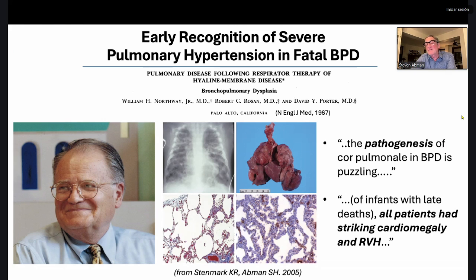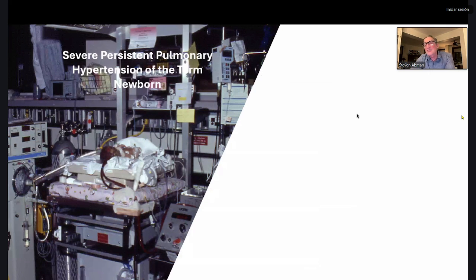And what Bill noted was that the pathogenesis of cor pulmonale in these kids is puzzling. All of these kids had striking cardiomegaly, including right ventricular hypertrophy. But interestingly, and we're now rediscovering this, he also said the left heart isn't normal either. The left heart also was strikingly abnormal in these babies who died from BPD of that era. And we've been growing more and more aware of the importance of LV diastolic dysfunction and many functional aspects. But when it comes to pulmonary hypertension, we tended to lump everything together with this tag of persistent pulmonary hypertension of the newborn, or PPHN.